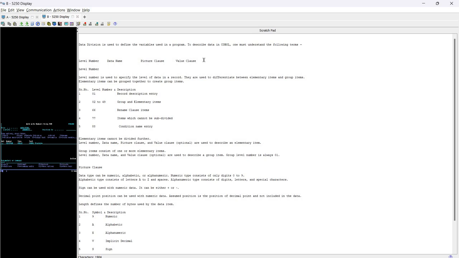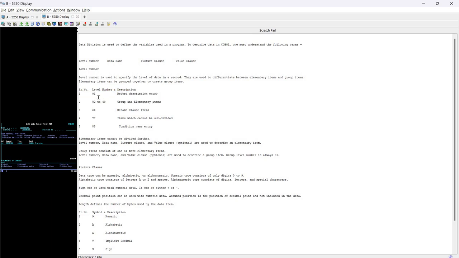What is a level number? A level number is used to specify the level of data in a record. When you want to showcase the level of a record, we define the level number. They are used to differentiate between an elementary item and a group item. Maybe you are not aware of these two terms, so I have also explained this terminology below the line. Elementary items can be grouped together to create a group item. When multiple elementary items combine and form another item, that is known as a group item. Clear?